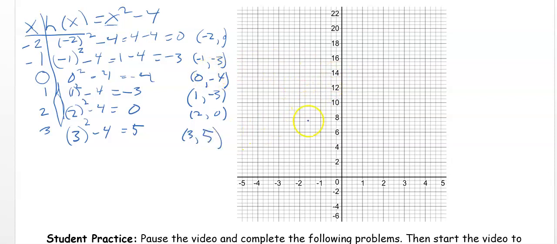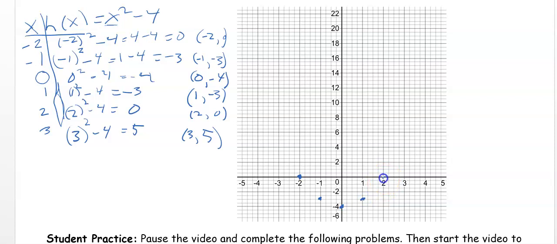So I've got all kinds of more grid space than I need here, but that's fine. I'm going to start plotting my points. (-2, 0), right there. (-1, -3) would be right in between -2 and -4, so it'd be right about there. (0, -4) would be right there, and we call that the y-intercept because that's where the graph will cross the y-axis. (1, -3) will be right there.